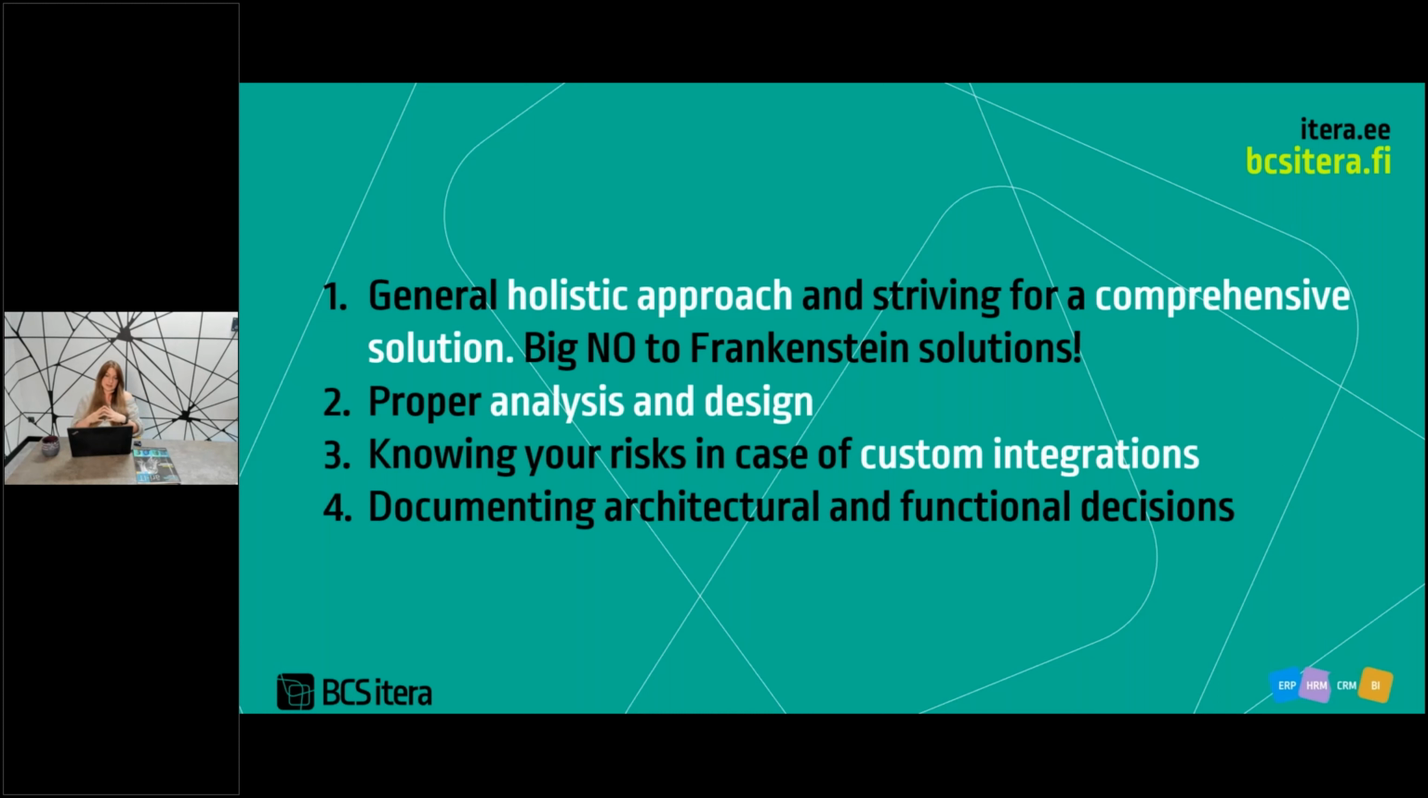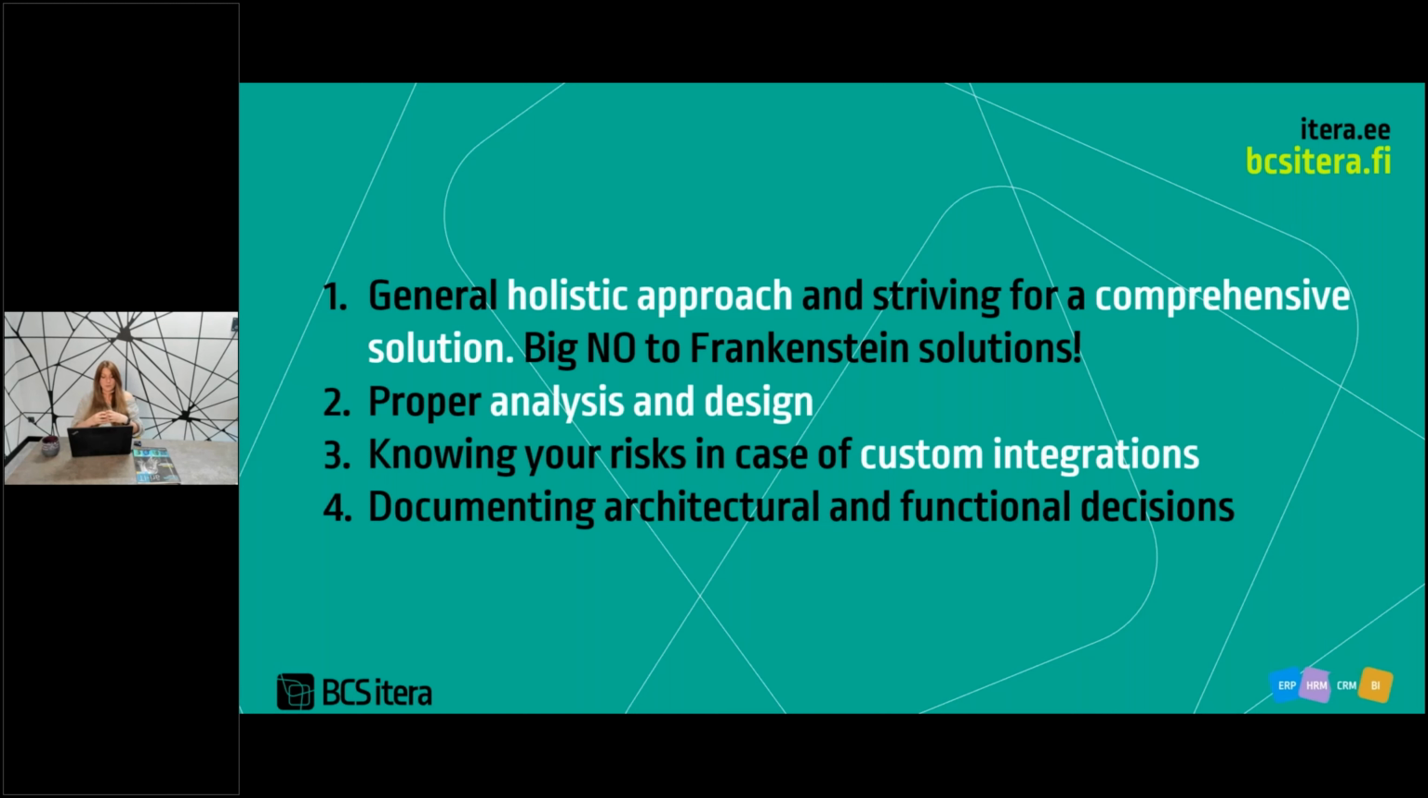Proper analysis and design. If you work with Business Itra, we will be very happy to help you with that. If you work with another IT partner, please feel free to demand analysis and design, because without it, you will have no clear structure of the solution. Knowing your risks, no matter how easy integration might feel, and in the case of modern solutions, those are very easy integrations, you still should understand that supporting those integrations is going to be an effort.